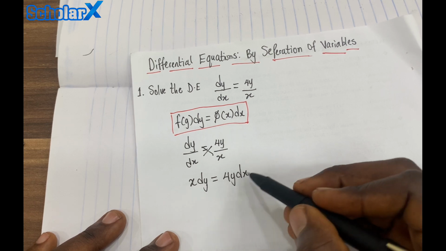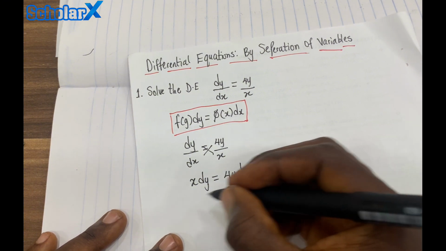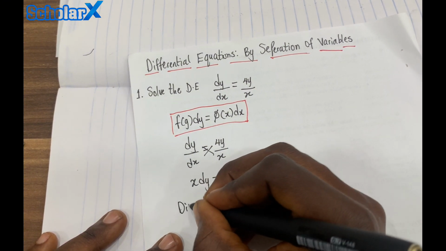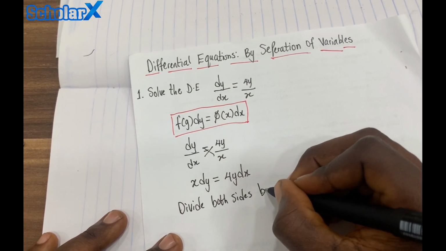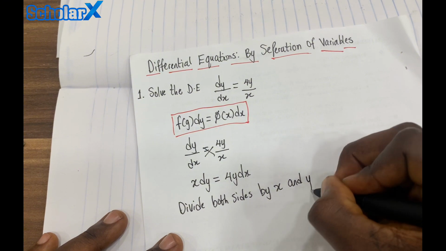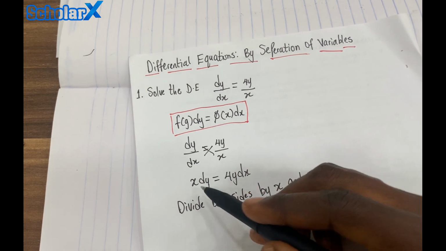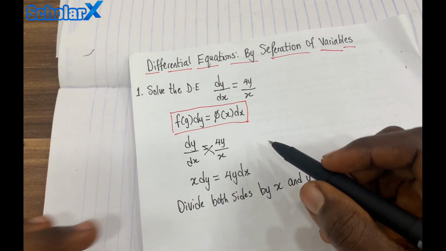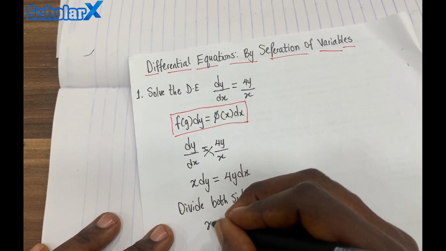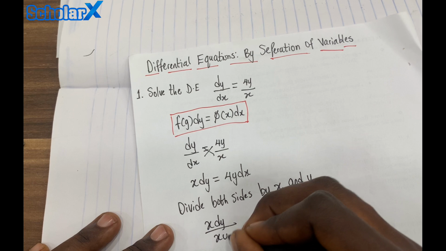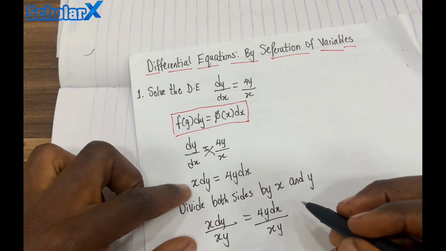This x is not supposed to be with this dy, and this y is not supposed to be with this dx. So what do I do? I can divide both sides by x and y at the same time, because you want to eliminate this x from here and this y from here. So it becomes x dy over xy equals 4y dx over xy.